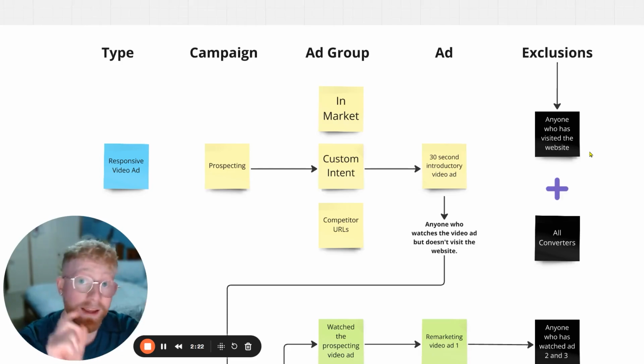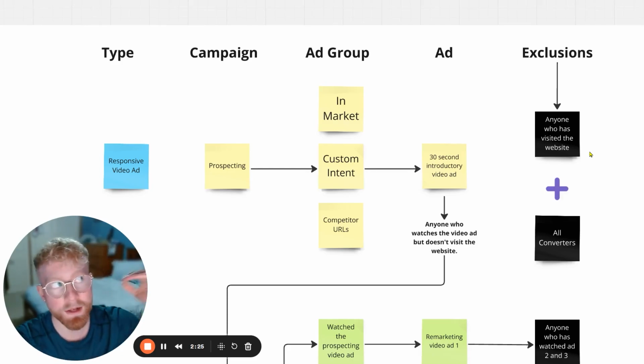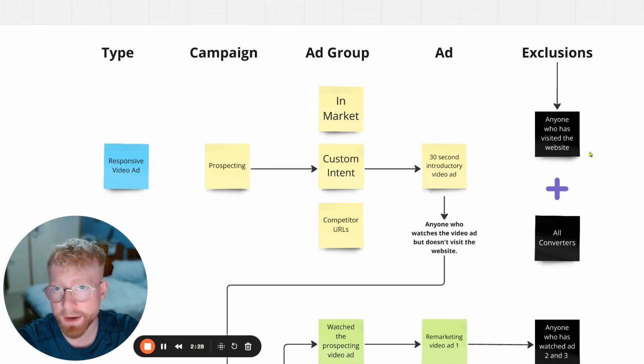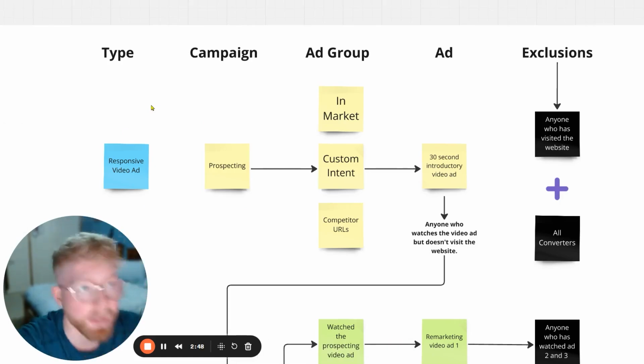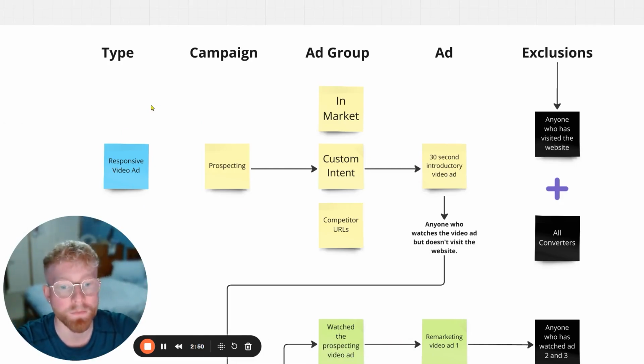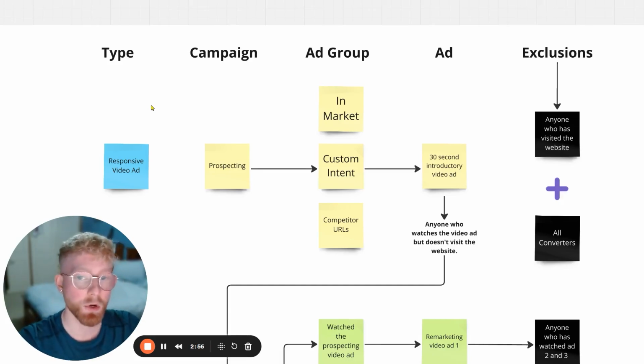So we have 3 campaigns, and each YouTube campaign will be ran simultaneously, and each campaign kind of addresses each stage of the funnel. So the first campaign is going to be this prospecting campaign, and you want to run a responsive video ad. So that just means you're going to be running maximise conversions. Maximise conversions, responsive video ad, and you will want to create 3 ad groups. You can create more ad groups.